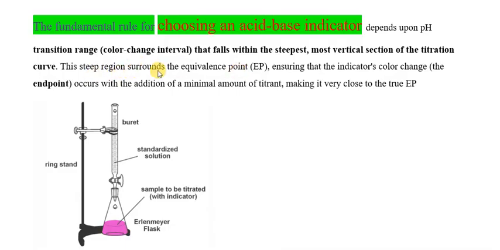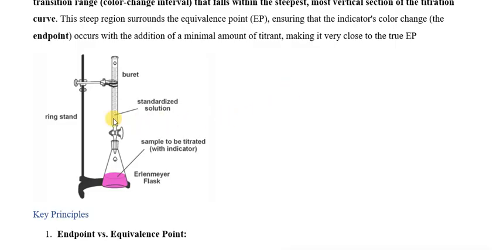This steep region surrounds the equivalence point because the equivalence point falls in this steepest region, ensuring that the indicator color change, that's the end point, is observed right after the equivalence point. It shows that the reaction has been completed, so stop your titration. It occurs with the addition of a minimum amount of titrant, making it very close.